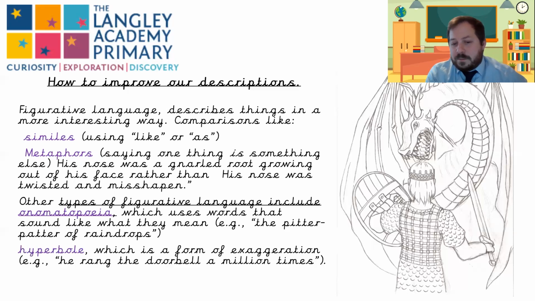And finally, hyperbole. Hyperbole is a form of exaggeration. So he rang the doorbell a million times. Now, he probably didn't ring the doorbell a million times, but it feels like that. And it might feel like I drone on and on and on, whereas actually it's only 10 minutes or whatever it happens to be. But it's hyperbole. What you're trying to do is make a bigger thing out of a smaller idea. And this just means that you're exaggerating it so it sticks in your reader's mind slightly more, because they have to imagine what you actually mean by that.